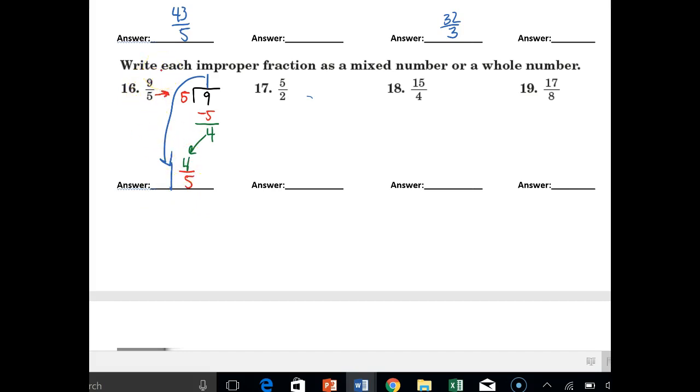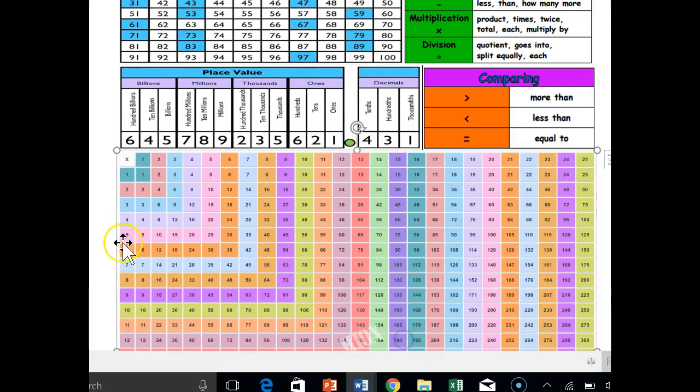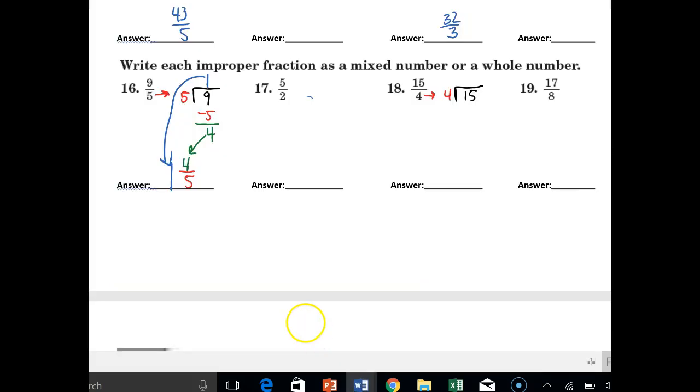Let's do 18. So again, 4 goes into 15. Use your reference chart. Let's see, 4 before I get bigger than 15, all right? So I can't go to 16, I go to 12. It goes in there 3 times. So 4 goes in there 3 times. 3 times 4 is 12. And I get 3 left over.